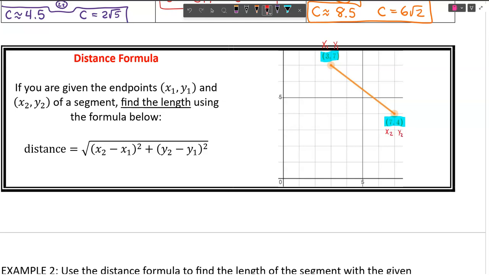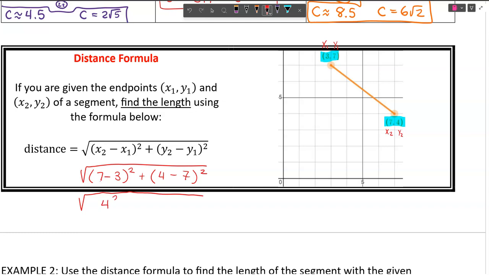So to set up our formula, it would be the square root of x2 is 7, so it'd be 7 minus 3, quantity squared, plus 4 minus 7, so I'm just picking those from there, and then we can simplify. Now, you can use a calculator at this point of the game. If you want to throw it all in one step in the calculator, that's fine, but for this video, I also want to show you how to do it by hand.